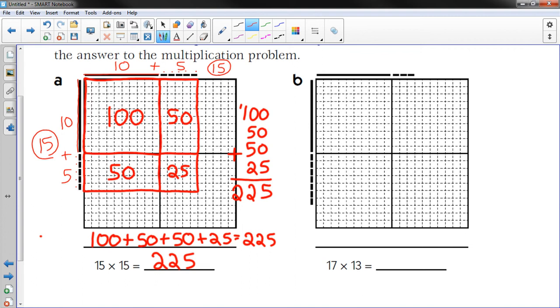All right, let's do another one. So this represents 10. This is 3. So this number up here is the number 13. On the side here, that represents 10. This is 1, 2, 3, 4, 5, 6, 7. This is 7. So this represents the number 17.